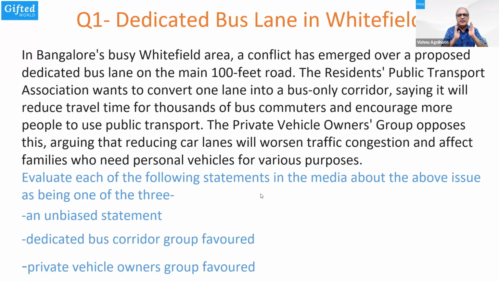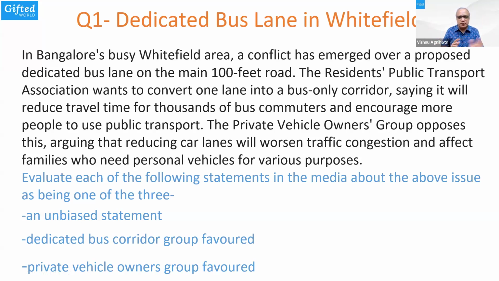And basically, dedicated bus lane means only buses can go in that lane. Cars, two-wheelers, and other vehicles cannot go. And there are some people favoring that. The Residents Public Transport Association, they are saying that it will reduce the travel time for thousands of people who travel by bus, and therefore, they are in favor of it. The people who drive cars and two-wheelers, the private vehicle owners group, oppose this. They say that the space for cars will reduce, traffic congestion will go up, and it will affect families. So children may be going to school by car, or people may be going to office by car, right?